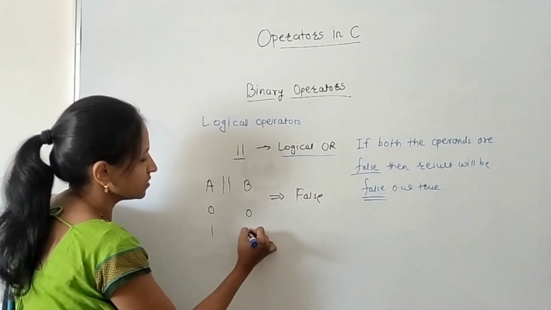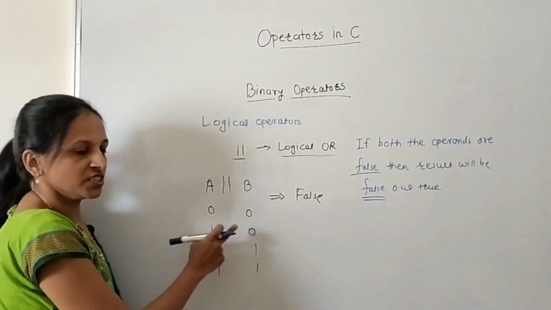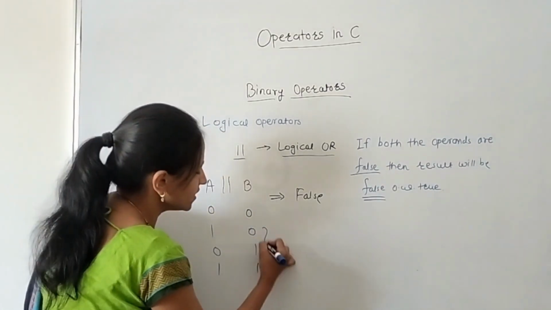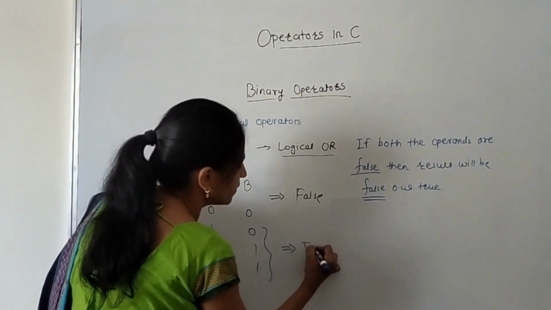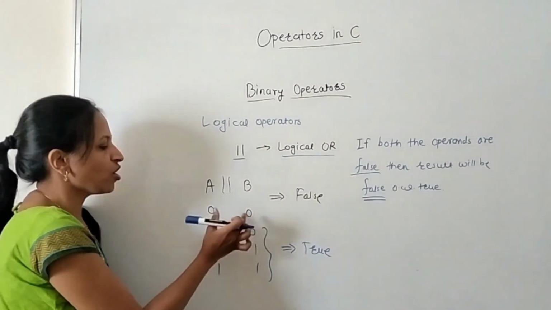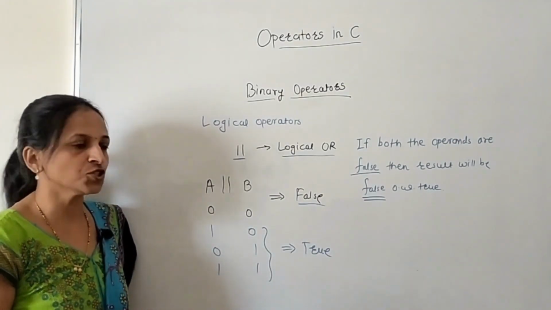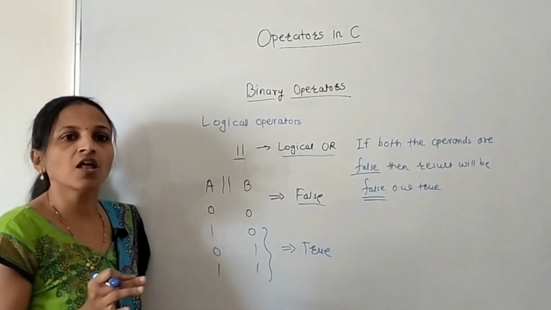like suppose this one is 1 0, 0 1 and 1 1, means this one is true, this one is false. In all these cases the result will be true. If both are false, then only the result will be false, otherwise the result is true. This is the logical OR operator.